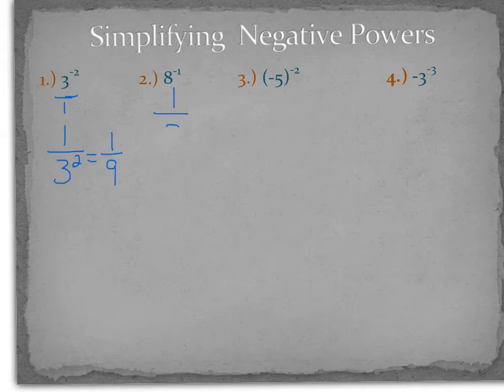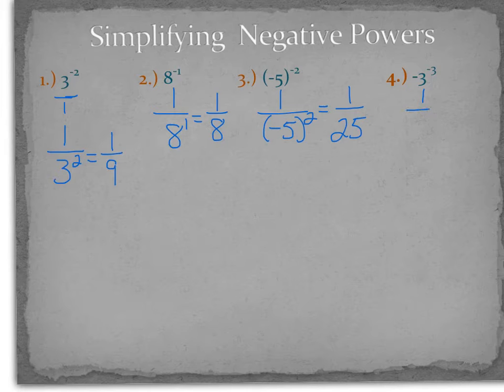I'll get 1 over 8 to the 1, or you could just write that as 1 over 8. Remember, any number or variable to the first power is just itself. Number 3 will become 1 over negative 5 squared, which is 1 over 25. And number 4, we write this as 1 over negative 3 to the positive 3, which is 1 over negative 27.